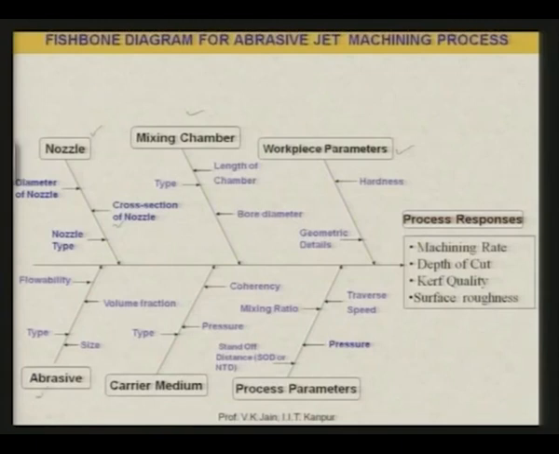Abrasive: if you see, flowability of the abrasive, type of the abrasive, I have shown you various types of abrasive, size of the abrasive, again a very important parameter, and volume fraction of the abrasive which is flowing along the air abrasive jet, that is again a controlling parameter as far as material removal rate is concerned. Also it controls the accuracy of the machined cavity.